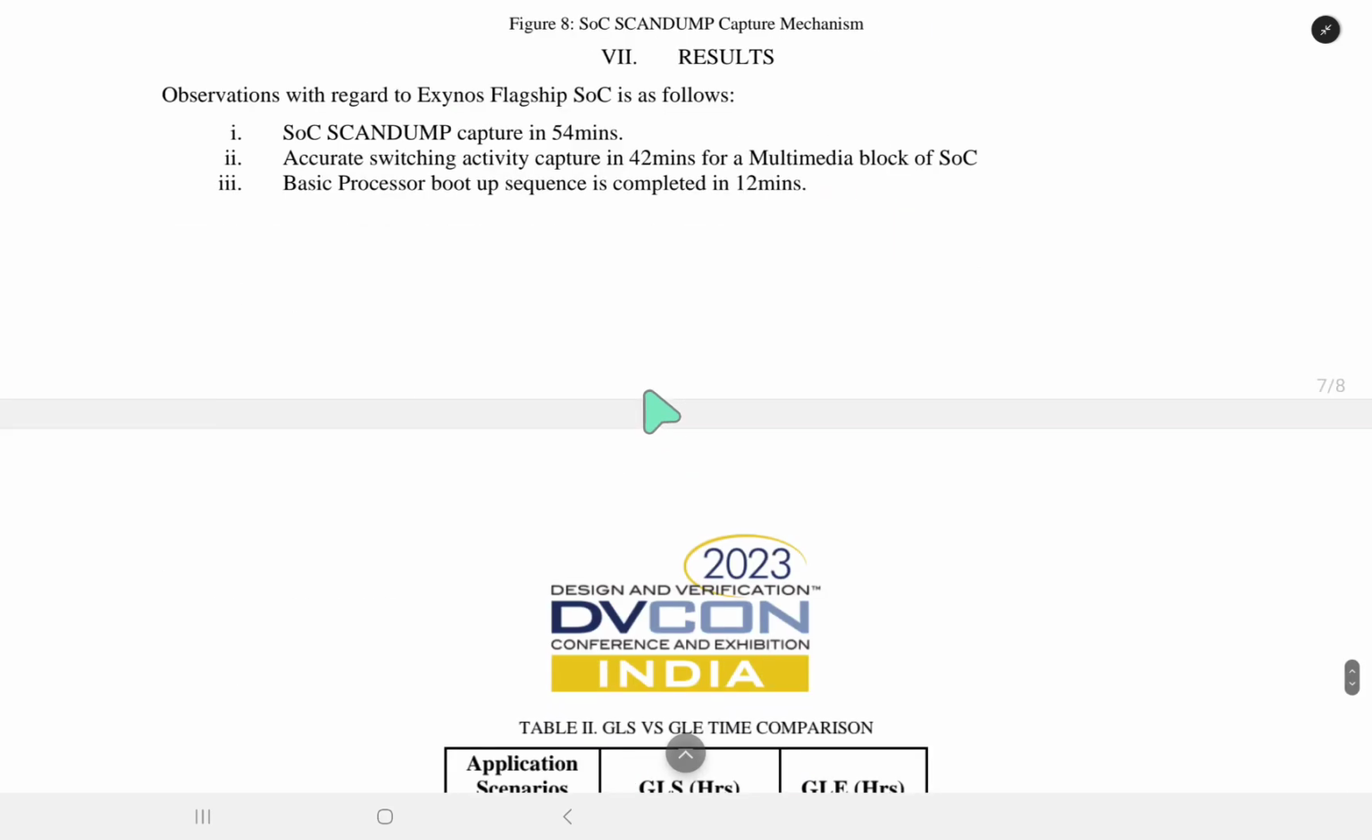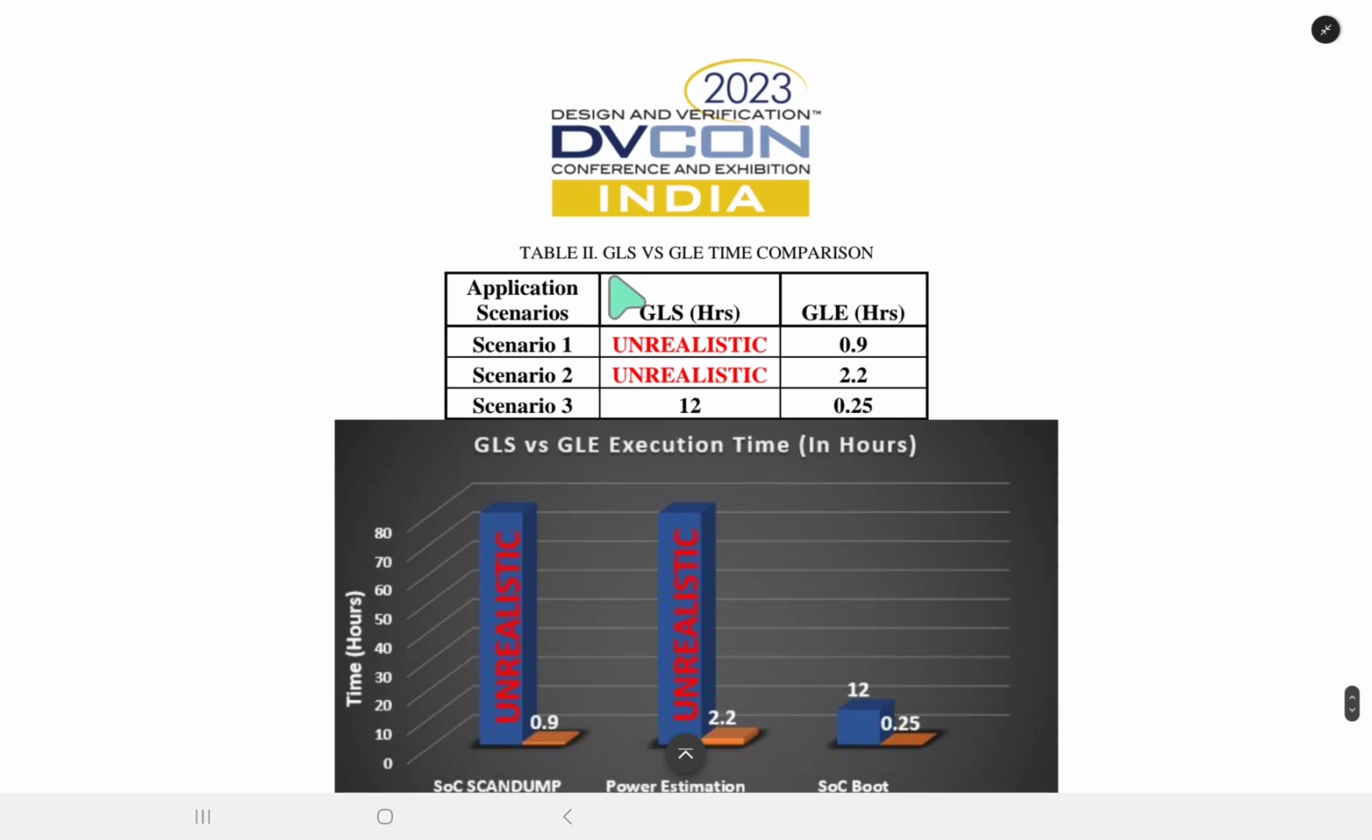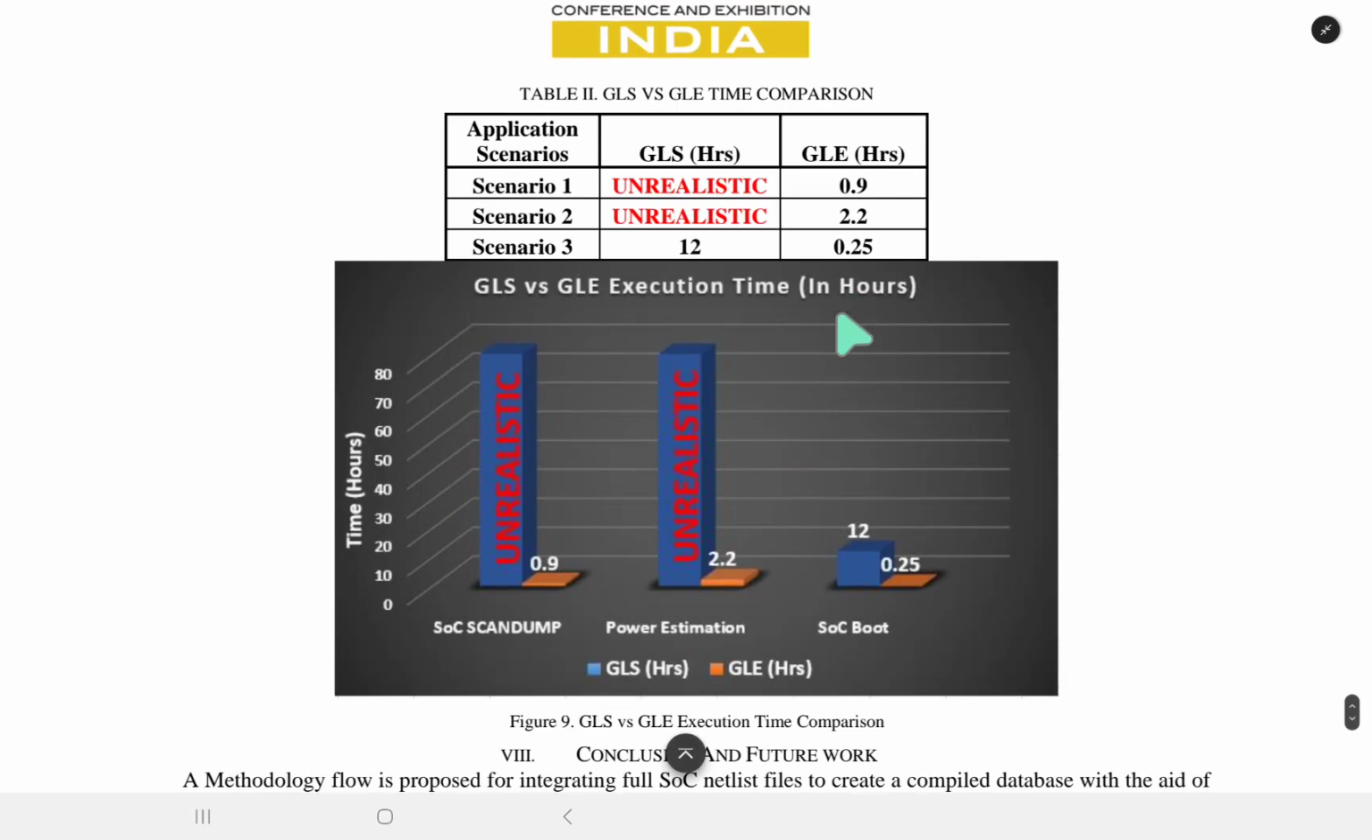Section 7. Result. The observations with regard to the flagship SOC are as follows. SOC scan dump capture in 54 minutes, and accurate switching activity capture in 42 minutes for a multimedia block of SOC. Basic processor boot up sequence is completed in 12 minutes. Table 2 is the GLS and GLE time comparison, and Figure 9 is the GLS and GLE execution time comparison.